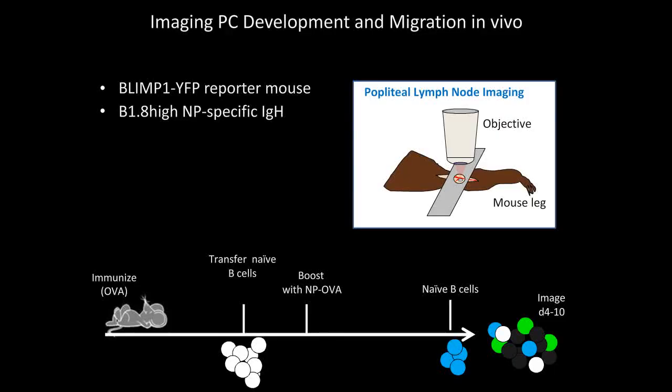So we decided to image ASCs in vivo by two-photon microscopy to try to get an understanding of how these cells develop and migrate in the lymph node. To do so, we bred NP-specific heavy chain allele B18 high with the BLIMP1 YFP reporter. We purified naive B cells from these mice and transferred them into ova-immunized wild-type recipient mice. The next day, foot pads were boosted with NP conjugated to ova protein to induce YFP-positive ASCs. And we also transferred in polyclonal B cells 1 day prior to imaging. We monitored the responses from day 4 to day 10.